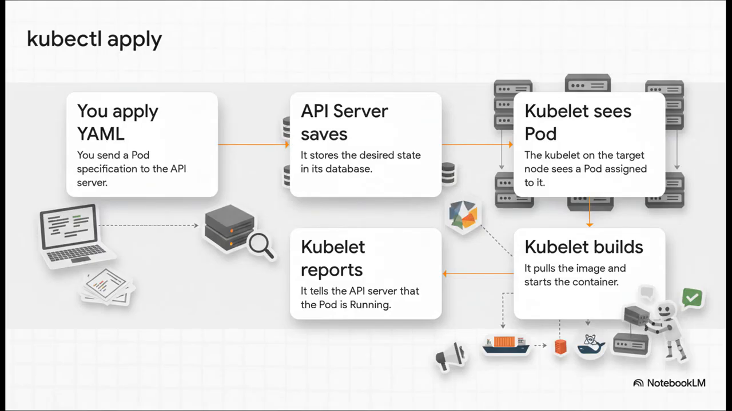Okay, so let's walk through it. It starts with you. You're on your laptop and you type kubectl apply, sending your app's blueprint up to the API server. The control plane saves this plan and assigns the pod to one of your worker nodes. Just moments later, the kubelet on that specific node sees the new assignment. It immediately springs into action. It pulls the image, starts the container, and then reports back to the API server, hey, job done. The pod is up and running. It's a beautifully simple and effective workflow.